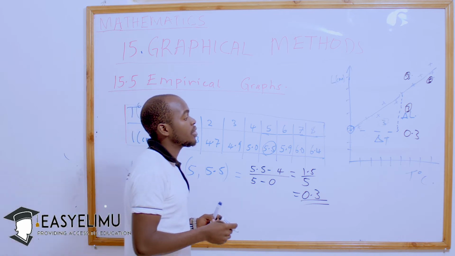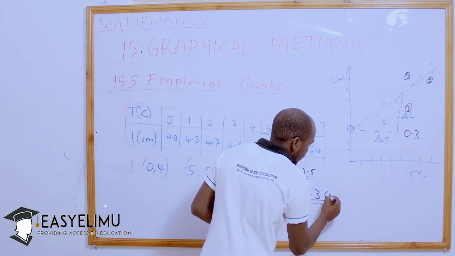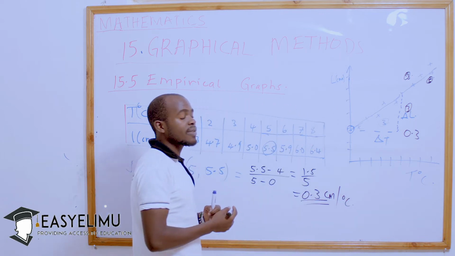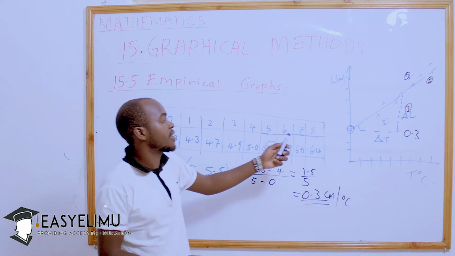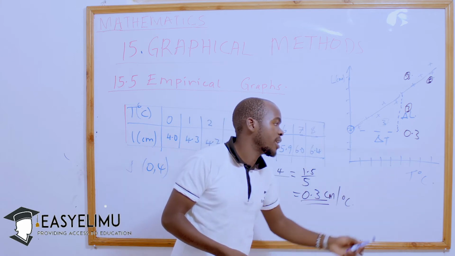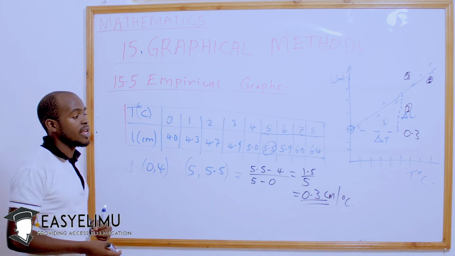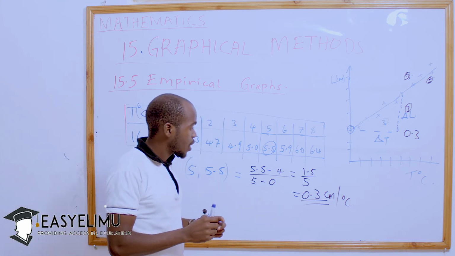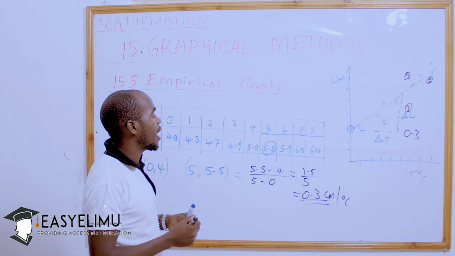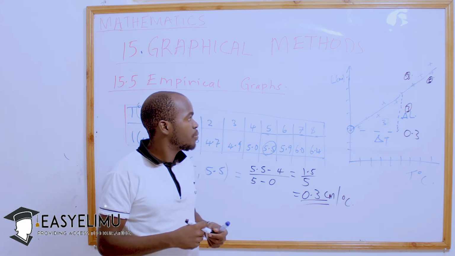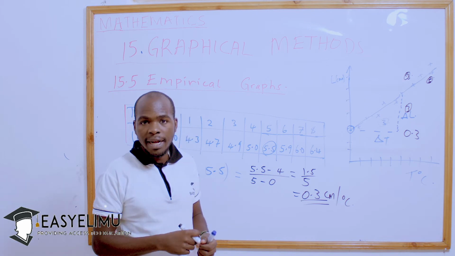So it is 0.3 centimeters per degree Celsius. That is the unit, because the metal rod length is in centimeters and the temperature is in degrees Celsius, as the graph shows. So that is what we shall have. And having that, we can give the linear relationship between L and T.